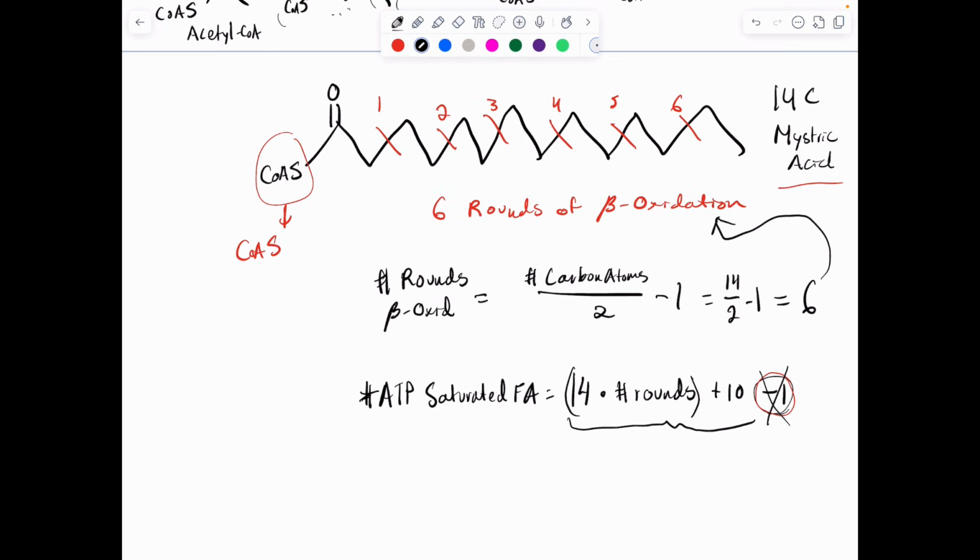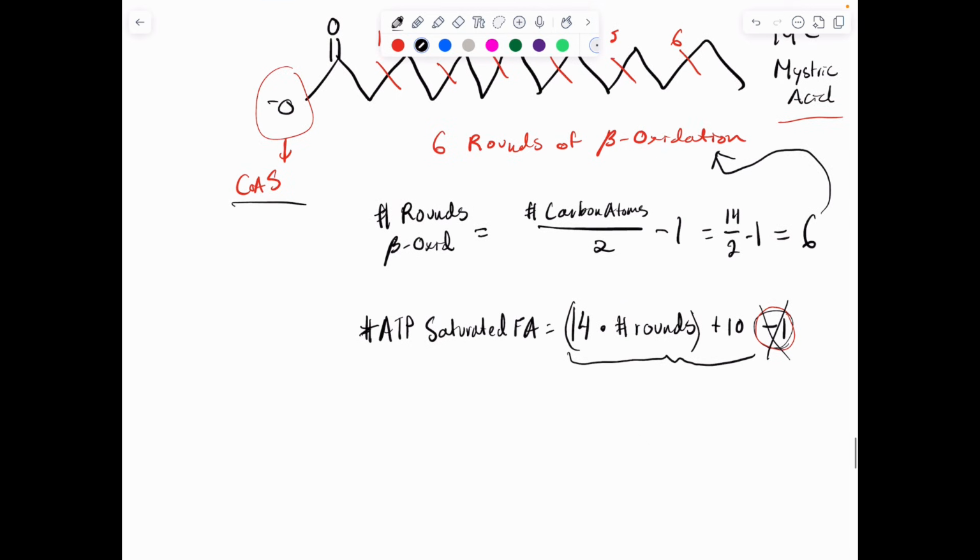But for our purposes, let's pretend that it started off as just a fatty acid, and so we had to add this CoA molecule to it. So if we do an entire energy calculation, like he said in the practice exam, it would be 14 times the number of rounds. We know the number of rounds is 6. So that's that. And then we're going to add 10. And then we're going to subtract 1 for the activation.